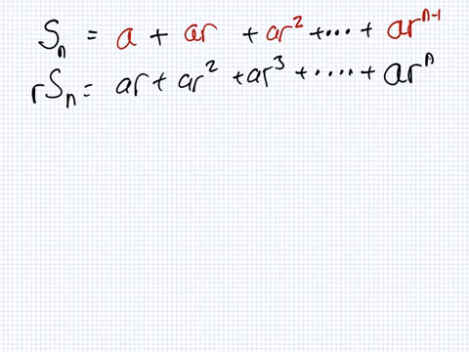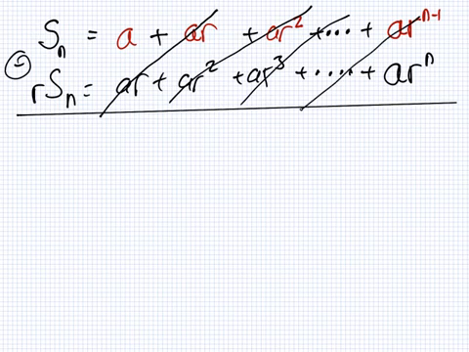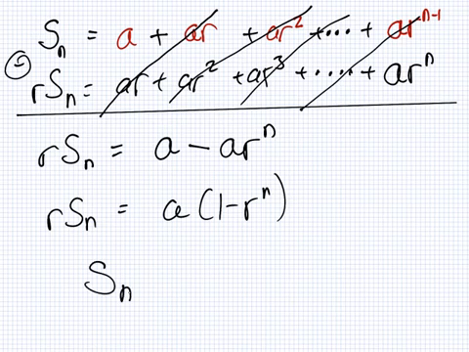Now, what should I do next? Any ideas? Minus them. So A R minus A R, these cancel. Also, these cancel. You're only left with two things that don't cancel. What are they? A and minus A R to the power n. This is Sn minus R Sn, so Sn minus R Sn equals A times 1 minus R to the power n. So, we have our formula.